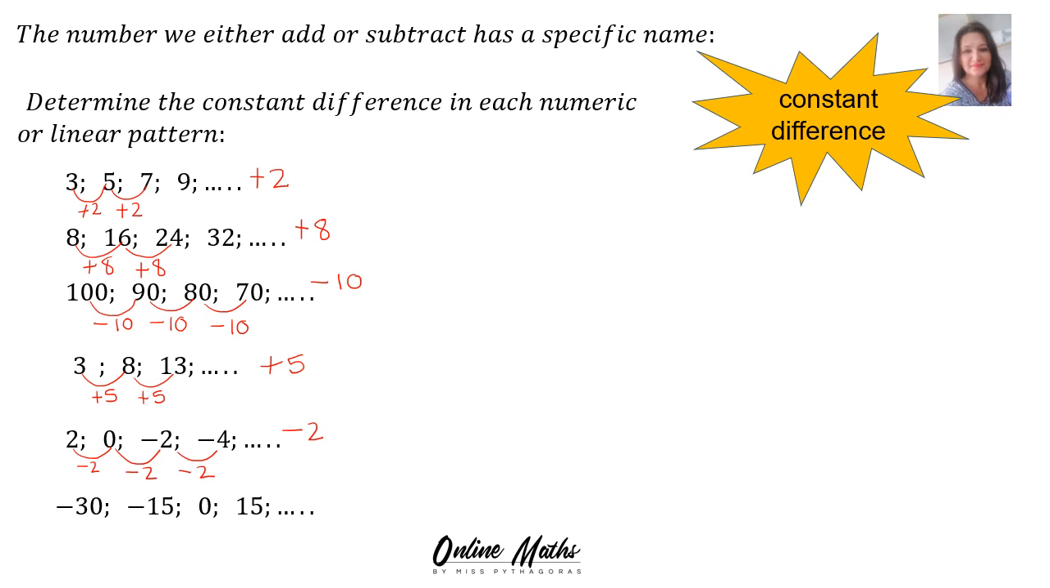When I give you the sequence -30, -15, 0, 15, then to get from -30 to -15, you add 15. To get from -15 to 0, you add 15. To get from 0 to 15, you add 15. Therefore, the constant difference is plus 15.